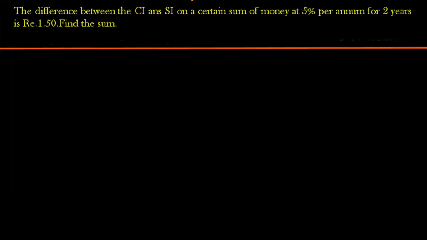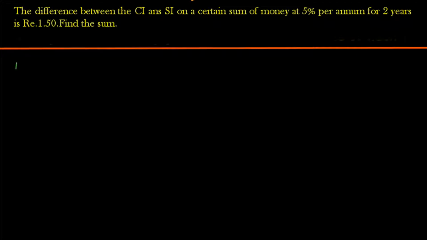So today's question is: the difference between the compound interest and simple interest on a certain sum of money at 5% per annum for 2 years is Rs 1.50. Find the sum. Okay, so what's the given question? We are having the difference between the compound interest and the simple interest. And we are having the rate of interest, and the time is given as 2 years. You have to find out the sum.